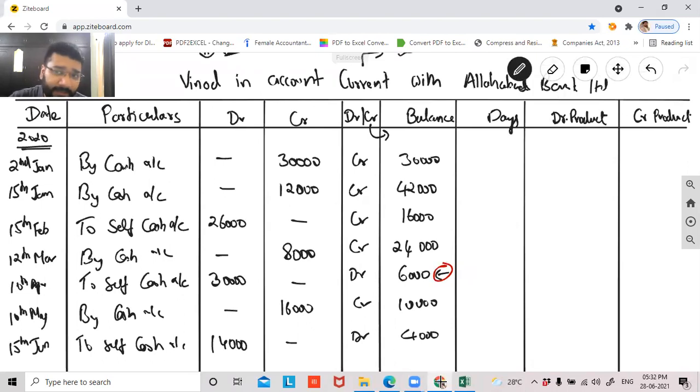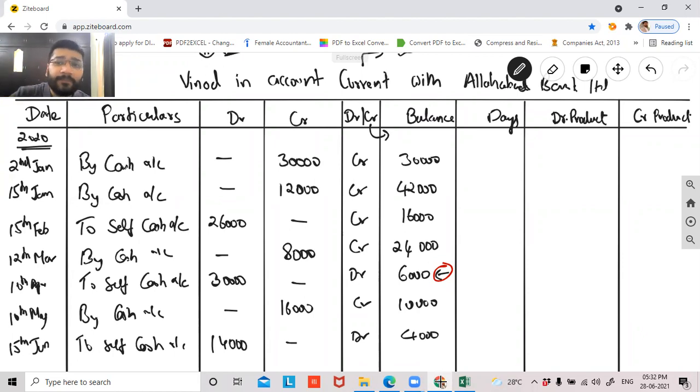Now you have to calculate days. If you see the normal account current statement, when you prepared Vinod in account current with Allahabad Bank Limited, we used to mention, I'm not talking about this question, I'm talking about previous ones, for example, X in account current with Y, interest up to so-and-so period. Like that, we used to mention there, no? Now, that is not the game here.